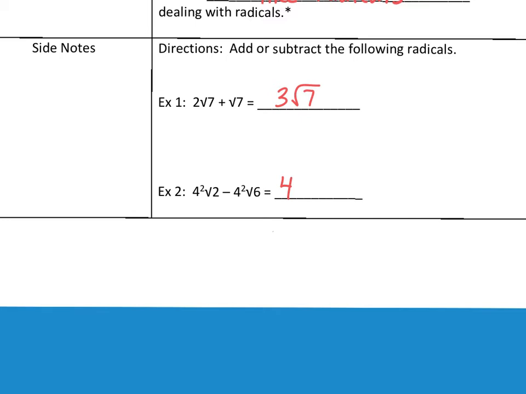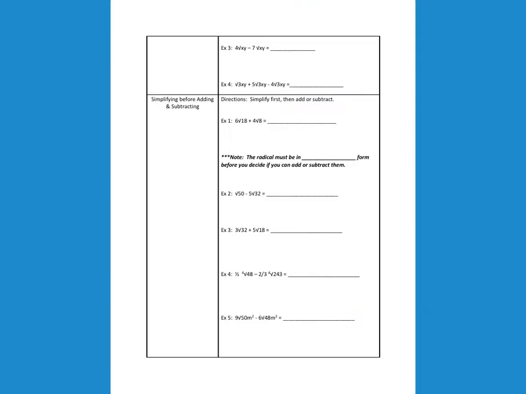So 4 square roots of 2 minus 4 square roots of 6. That's as simple as that one will go. So that's just your answer. I don't know why those ones have 2's written, okay, because they're not square roots, so. All right.